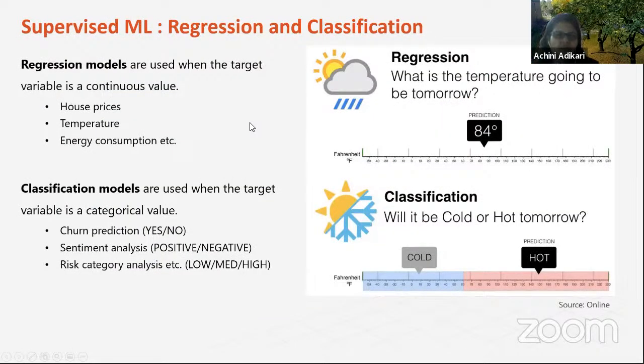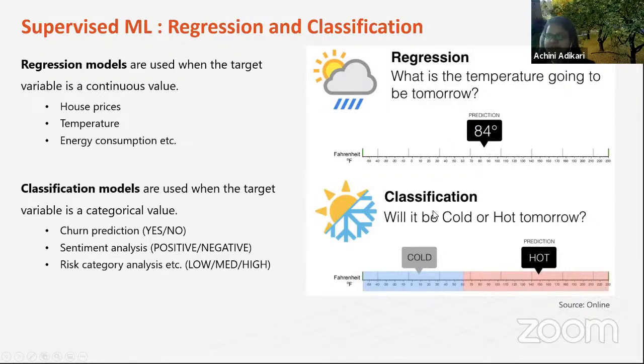So this is what I mentioned in supervised machine learning, regression and classification, because this is what we will be using for predictive models, because we are going to predict something, right? So regression is when we are going to predict a continuous value as the target, like house price, temperature, energy consumption. We are always predicting a number, right? So in this example, we are going to predict the temperature, right?